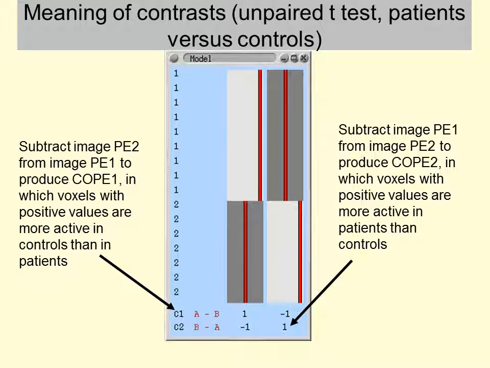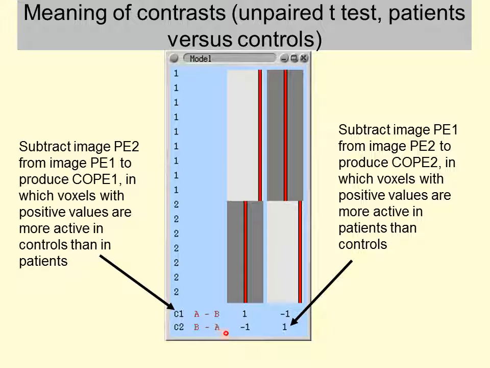In this couple of slides we're just going to revisit the meanings of contrasts to make them absolutely clear for the unpaired or independent samples t-test, perhaps using the example of patients versus controls. So contrast 1 subtracts the image PE2 from the image PE1 to produce image COPE1, and in this COPE1 image, voxels with positive values are more active in controls than in patients.